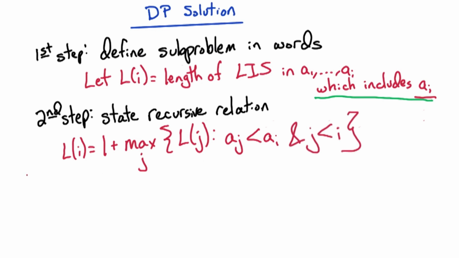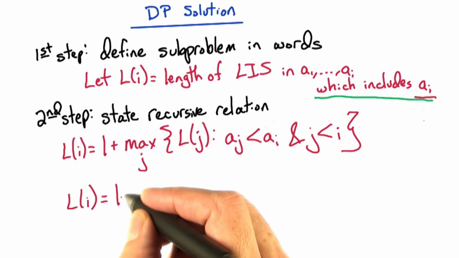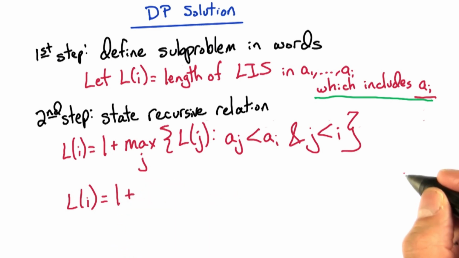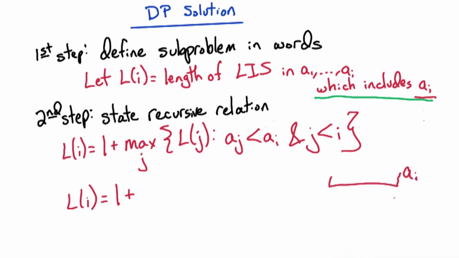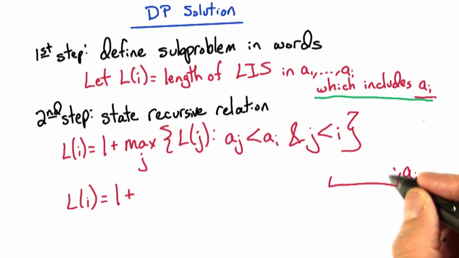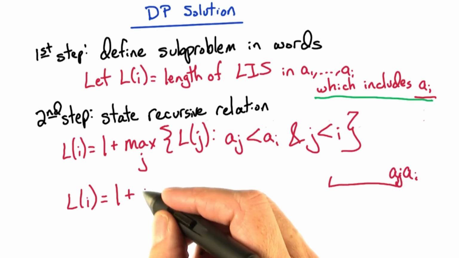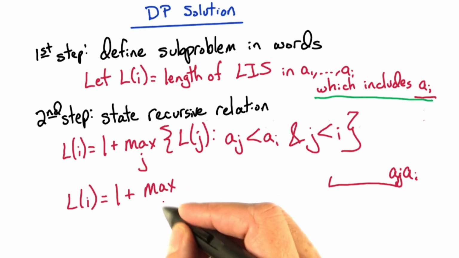Just in case the mathematical notation is confusing for anybody, let me re-express it with slightly different notation and re-explain what it's saying in words. So L of I, the length of the longest increasing subsequence on the first I elements, which includes AI. So we get 1 for that element AI. Then we're going to take the longest increasing subsequence that we can put at the beginning, it's going to end at some element AJ. Okay, so we're going to try all possibilities for that J.